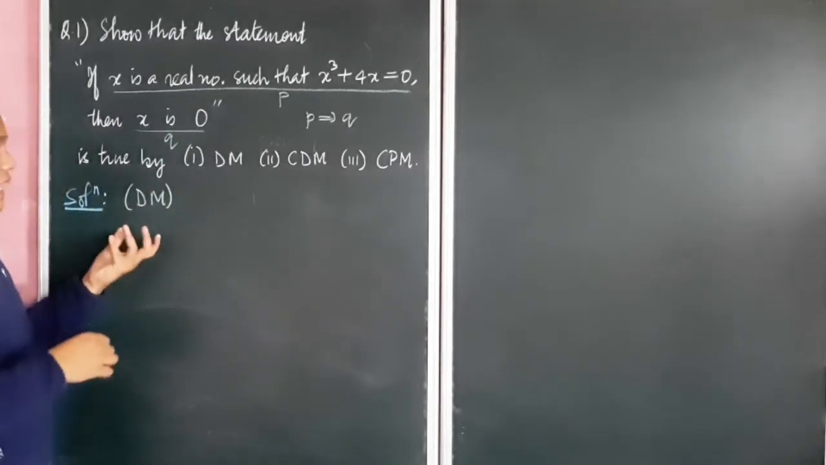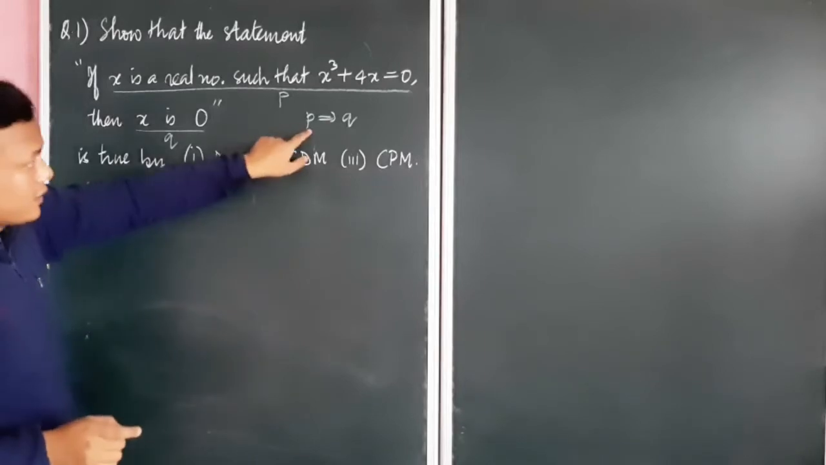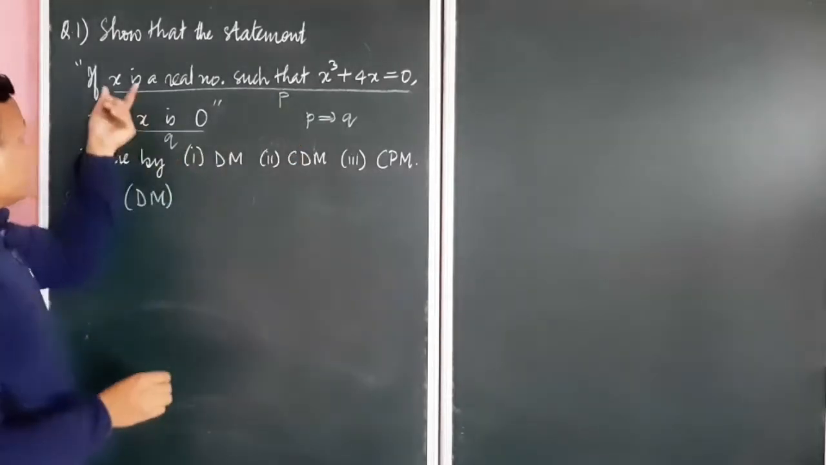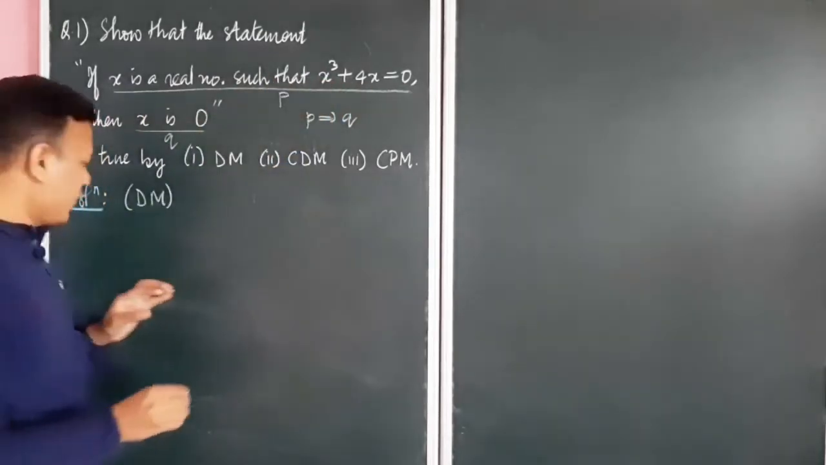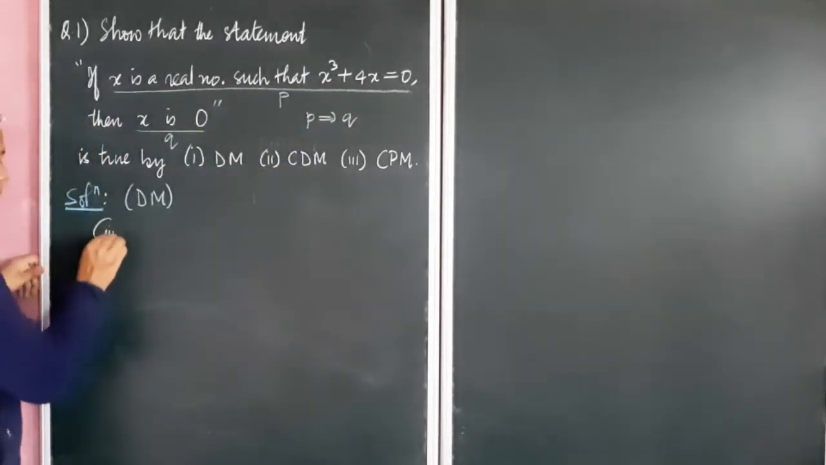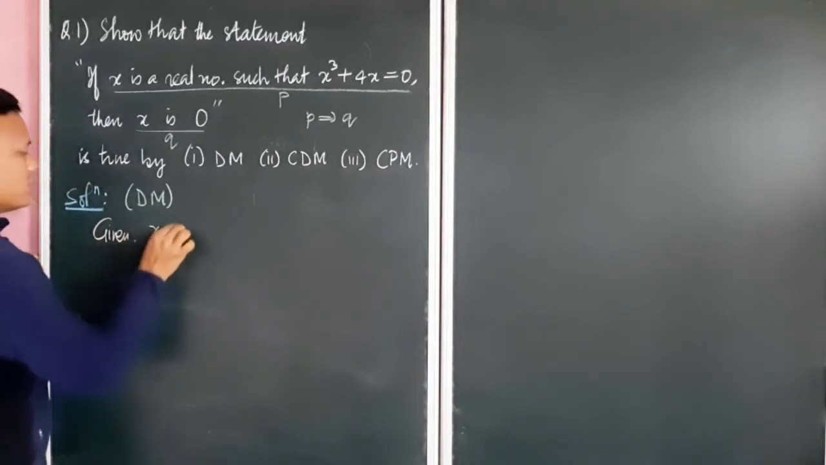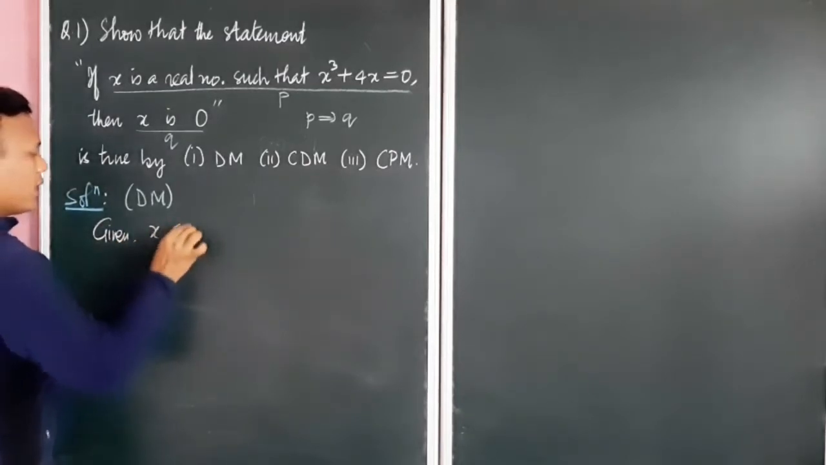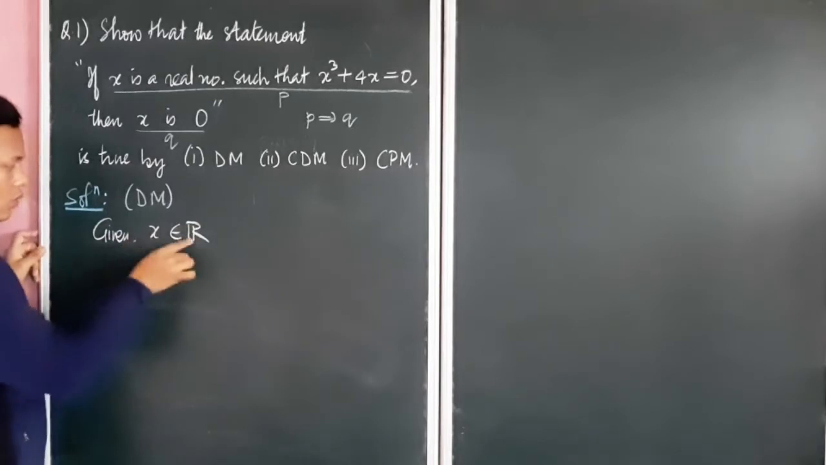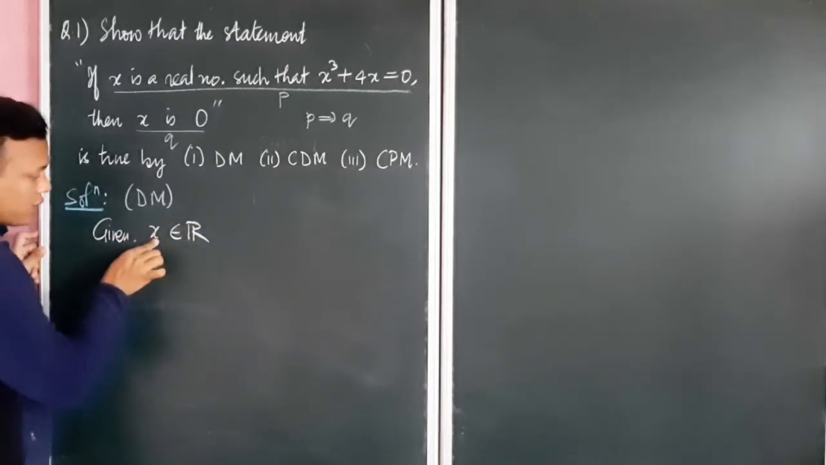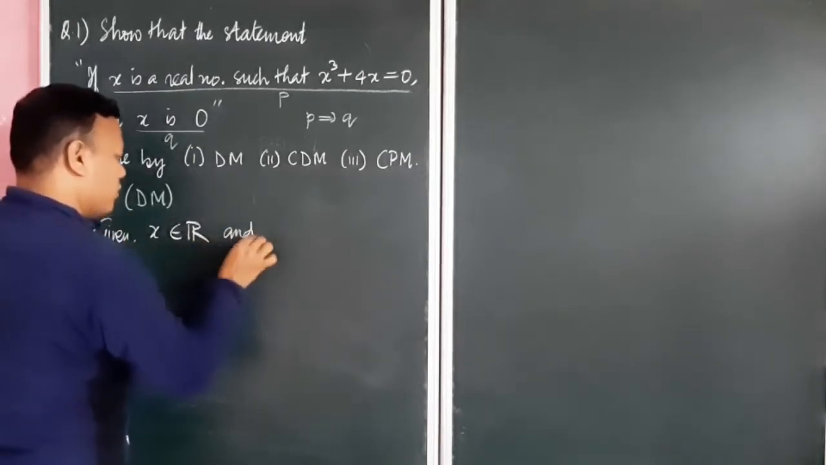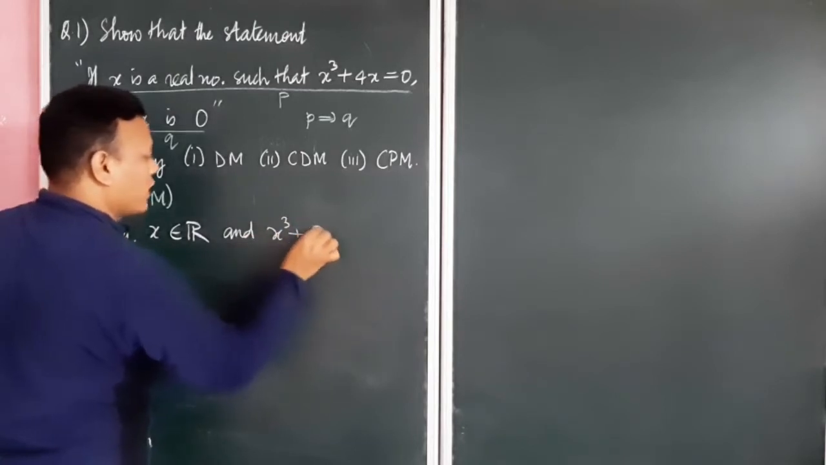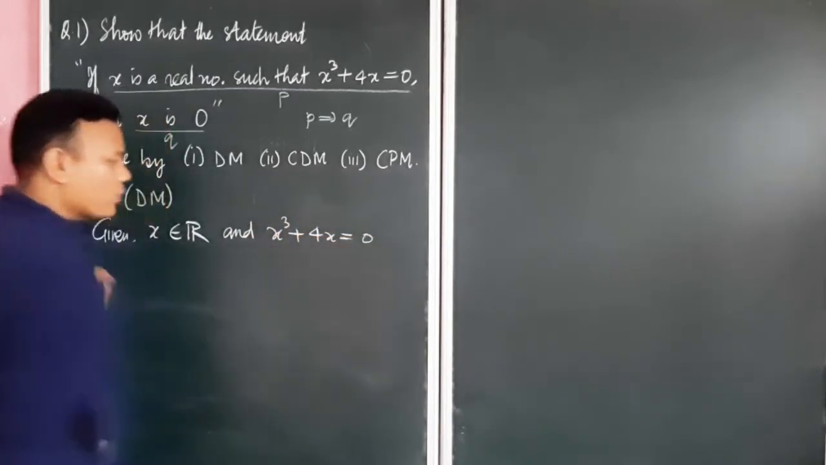In the direct method, what did I say? I said that P is given to us. That means given x is a real number such that this happens. So given x belongs to R. You know what is the meaning of this, right? This means x belongs to the set of real numbers, that is, x is a real number. And x cube plus 4x is equal to 0.